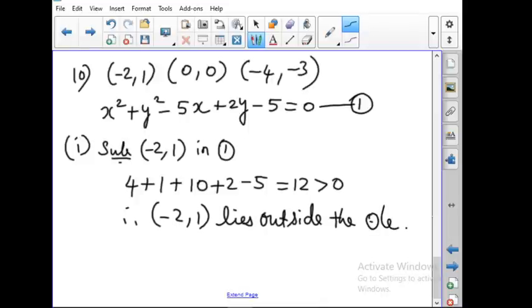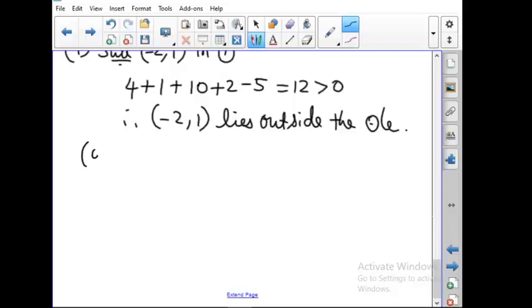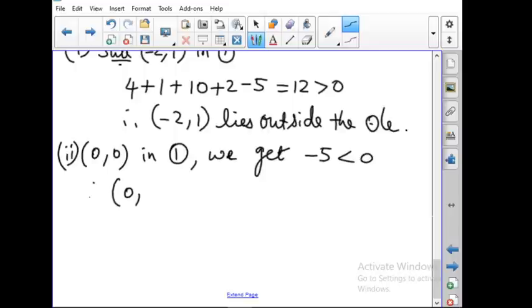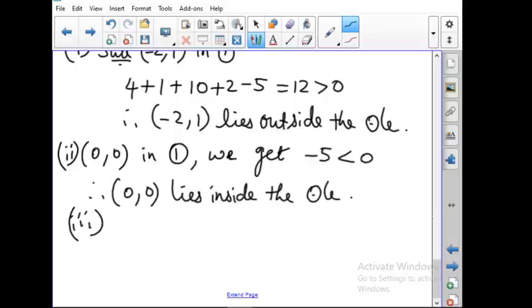Okay. Now let us substitute the next point, 0 comma 0, in equation 1. What will you get? Everything will become 0. We get minus 5, which is less than 0. Less than 0 means we can say that therefore 0 comma 0 lies inside the circle. Inside the circle. Okay. Next, the third point is given as minus 4 comma minus 3.